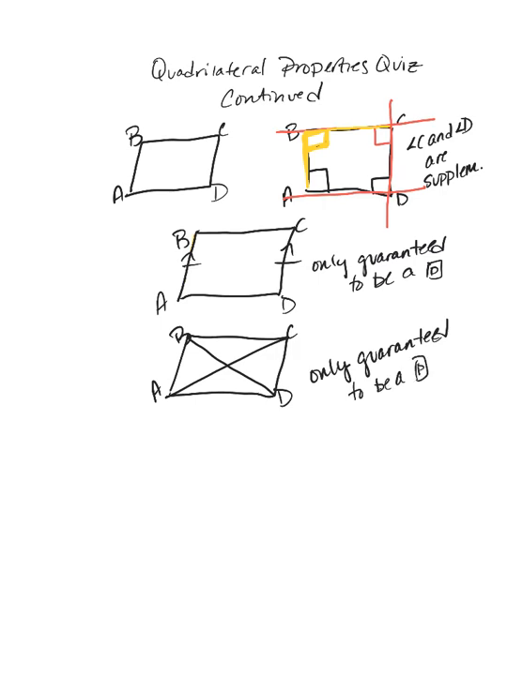Okay, choice 4. Both pairs of opposite angles are congruent. Same thing. That only guarantees that it's a parallelogram. So if angle A is congruent to angle C and angle B is congruent to angle D, it's just a parallelogram. So the only one that would make any sense whatsoever is choice 1, because that is more of a specification.